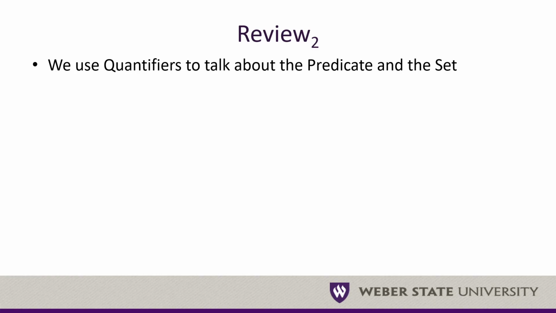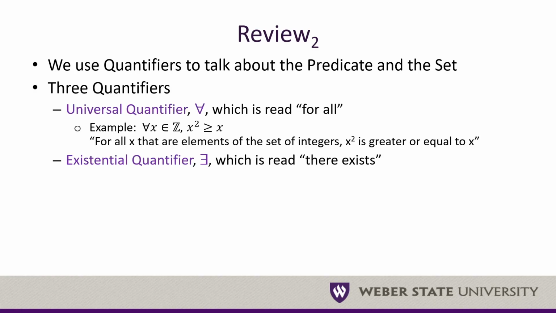We talk about buildings on the campus of Weber State. All buildings on the campus of Weber State are at least 3 stories tall. It'll be true or false, I don't know. Or there are buildings on the campus of Weber State that are at least 3 stories tall. Once again, it would be true or false, depending on the entire set of buildings. And then there exists only one building on the campus of Weber State that is 3 stories tall. And that may or may not be true. So we have our 3 quantifiers.